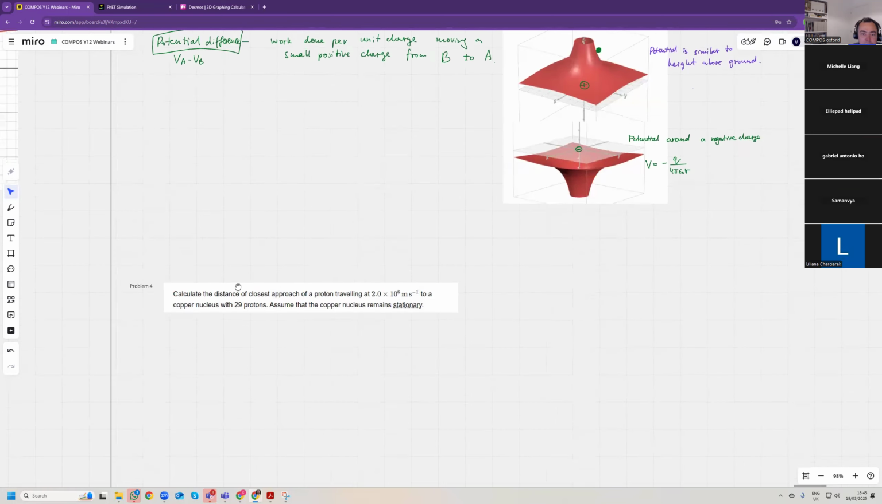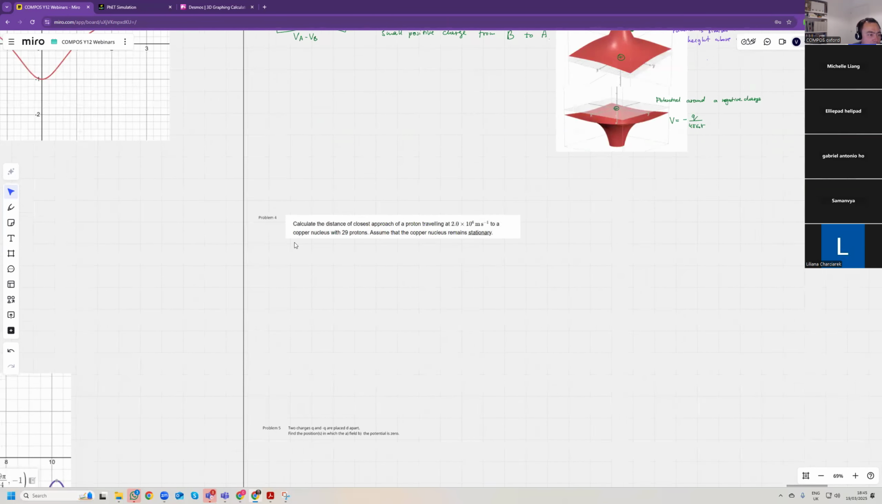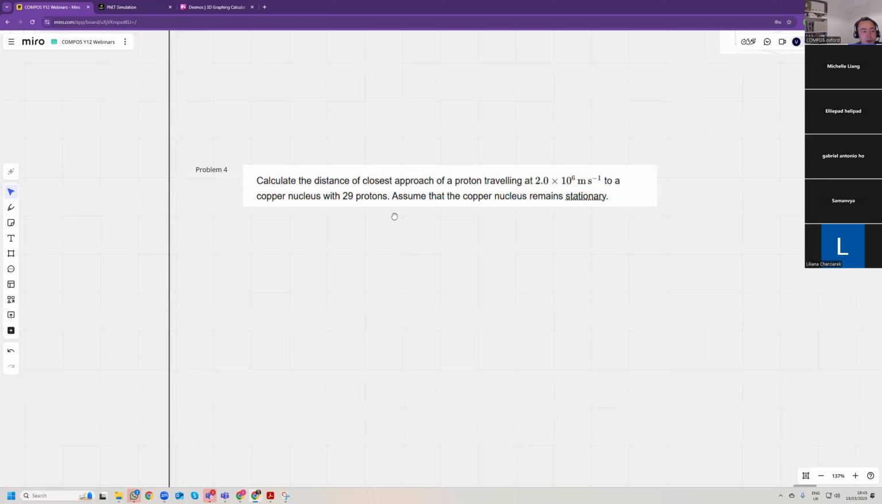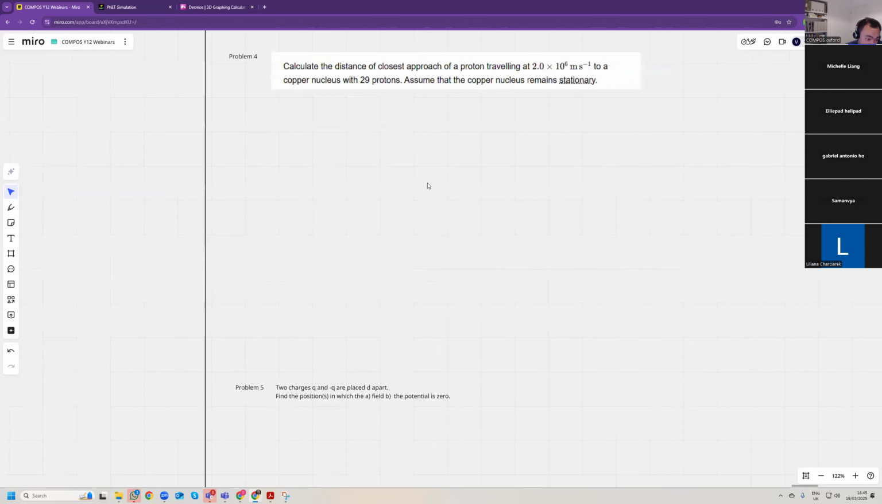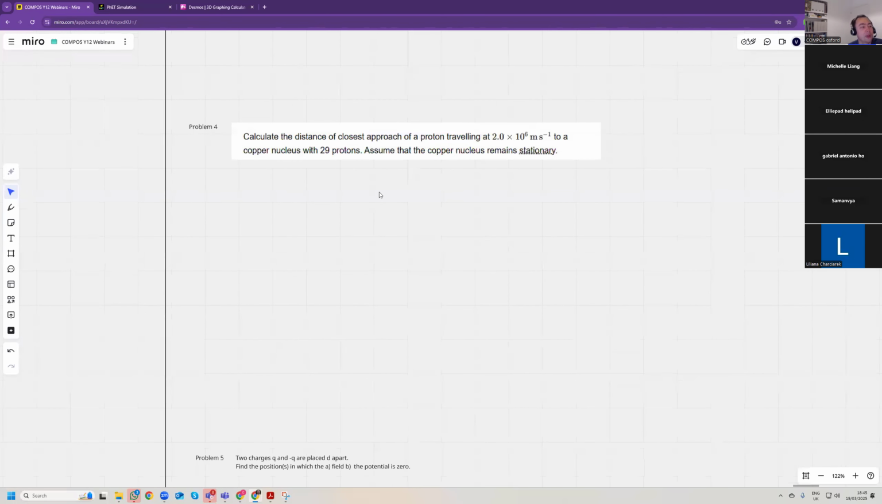Problem 4. Calculate the distance of closest approach of a proton traveling at 2 times 10 to the 6 meters per second to a copper nucleus with 29 protons. Assume that the copper nucleus remains stationary. So what's going on here? We have a proton which is traveling at some speed, which is 2 times 10 to the 6 meters per second.